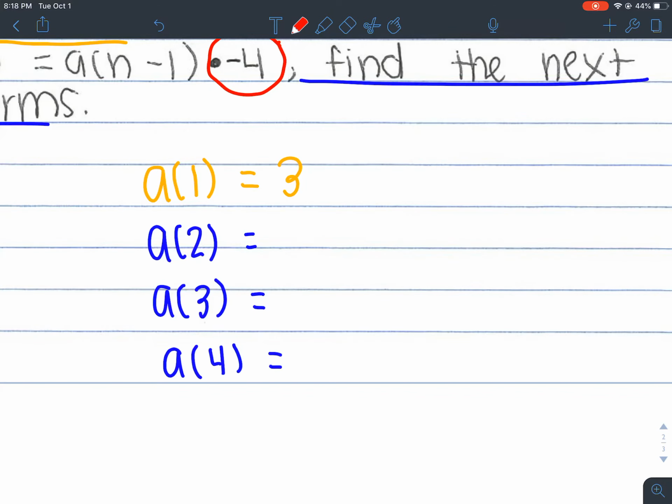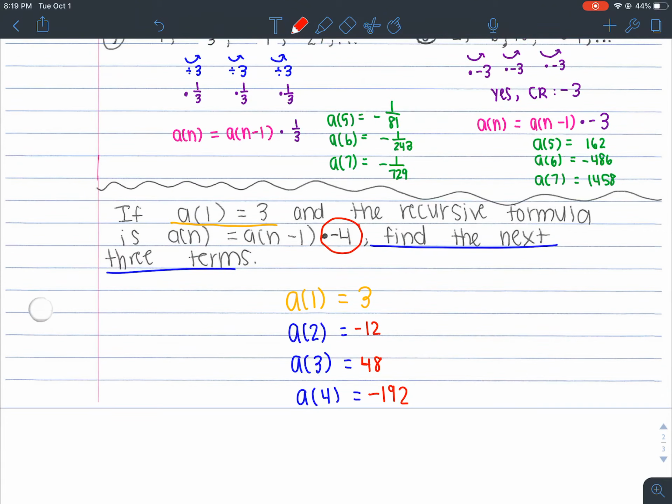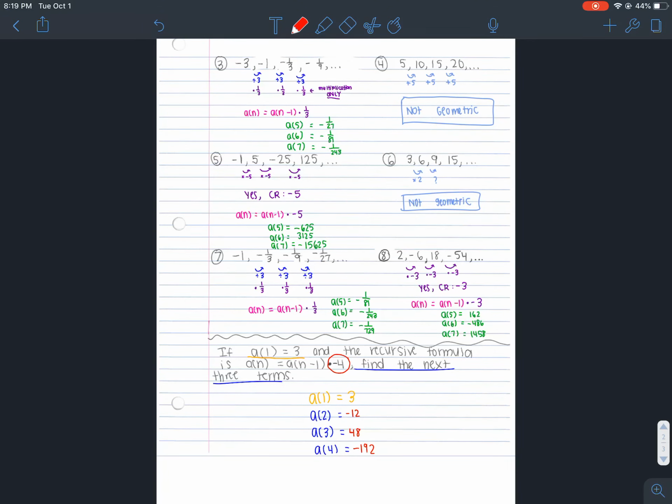So 3 times -4 is going to be -12. -12 times -4 is positive 48. My bad. 48 times -4 is -192. So your signs are flip-flopping, positive, negative, as they should because you are multiplying by a negative number. That is it for geometric sequences. Again, the hardest part is realizing what you're even multiplying by.